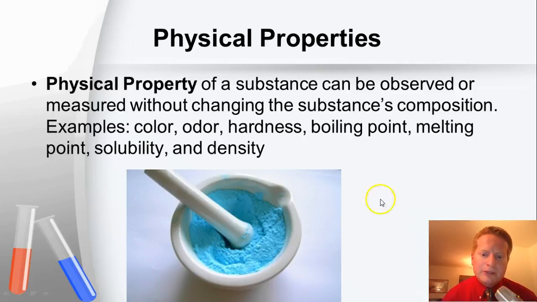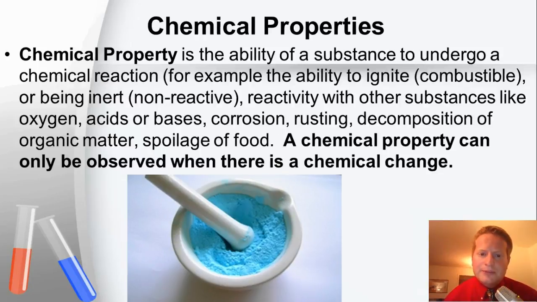So for example, if we look at the chemical in this mortar and pestle right here, we can tell that it's a blue powder, right? So those are physical properties of it. We might be able to measure its mass. We might be able to tell whether it's soluble, how much will dissolve. We might be able to determine its density, or if it has a smell to it, right? Or if it has a hardness to it. So those are all physical properties. We could figure all those out without doing any chemical reaction, and that's why they're physical properties.